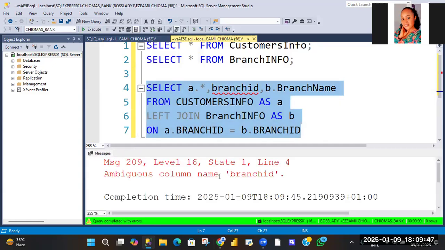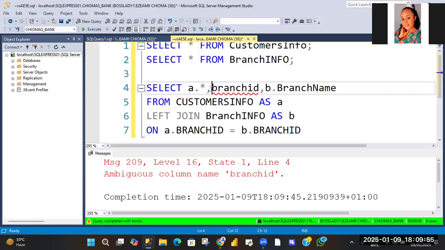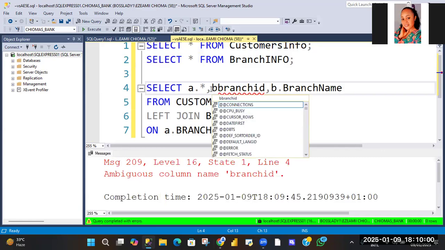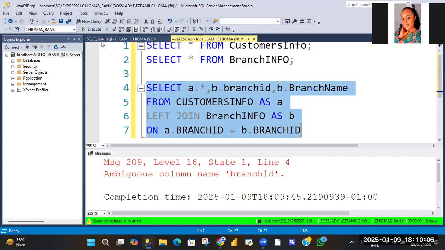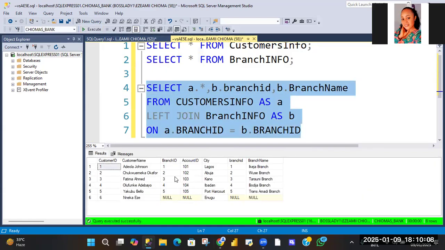So look at this: ambiguous column name, branch ID. What this means is, where am I going to get the branch ID? Because I have branch ID in customer info, and I have branch ID in branch info. So which one do I want? Let me say I want the one from table B. I'll just put B here. So when you run it, it's going to give you the information as you requested.